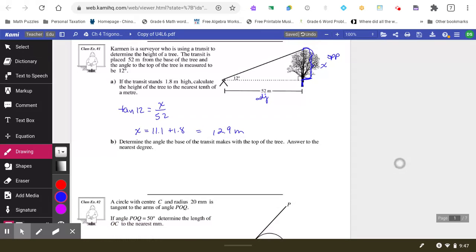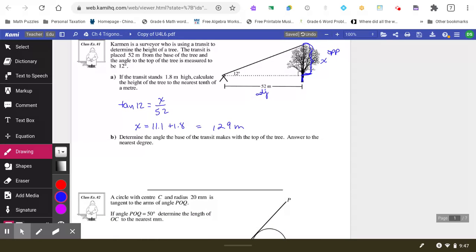Then it says determine the angle the base of the transit makes with the top of the tree. So we would have to go down to 12.9. So just do a new triangle, I would say. Okay, so this is 12.9. We have to do the whole tree, and because we're talking about the base of the transit, we've got to go all the way down to the bottom. So draw your own. This is still 52. We're doing the whole tree measurement of 12.9.